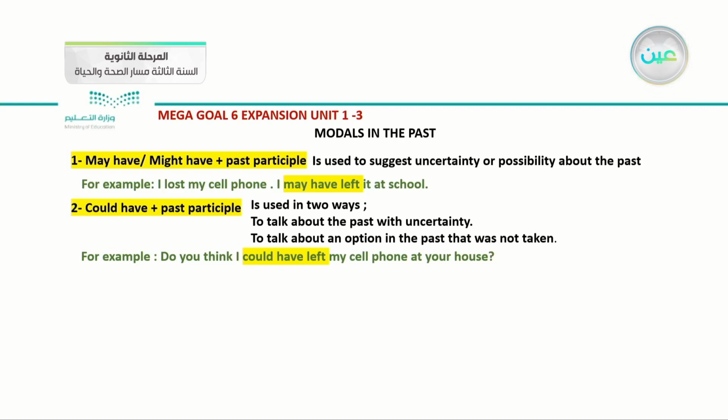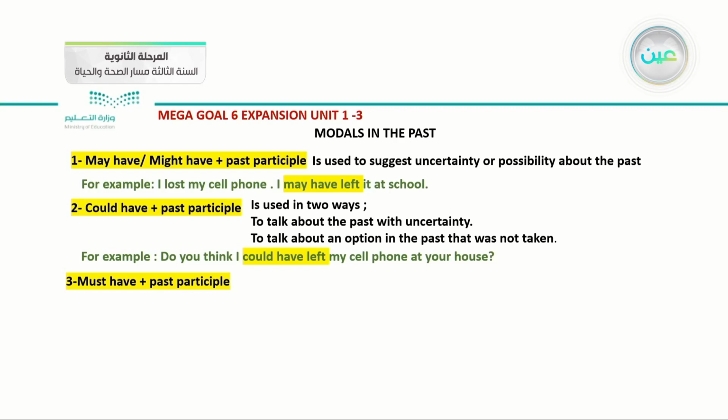This is the second one. Let's go for the third one. Okay, after we discussed may have, might have, and could have, the third one is must have. We notice that all these modals in the past should be followed by a past participle.